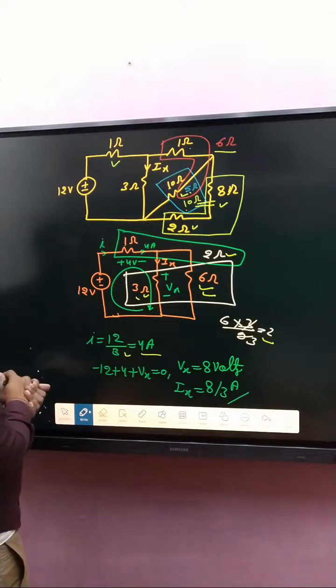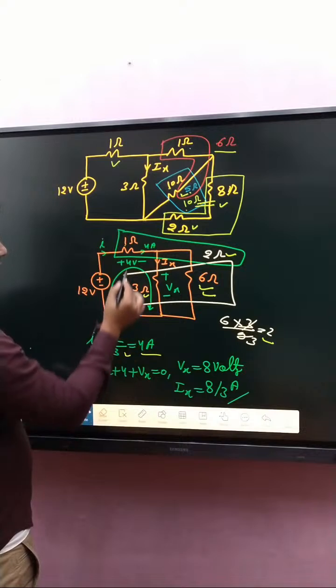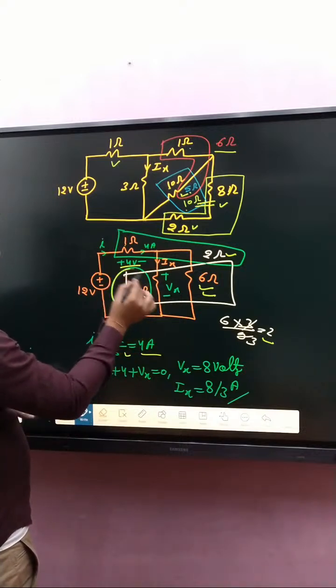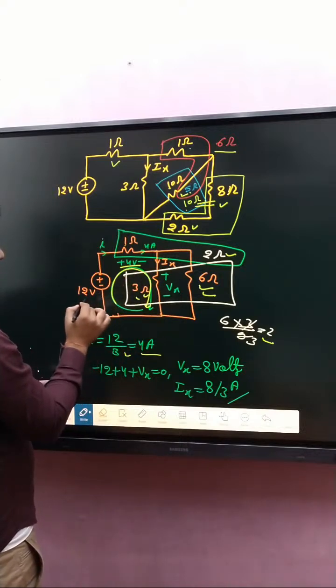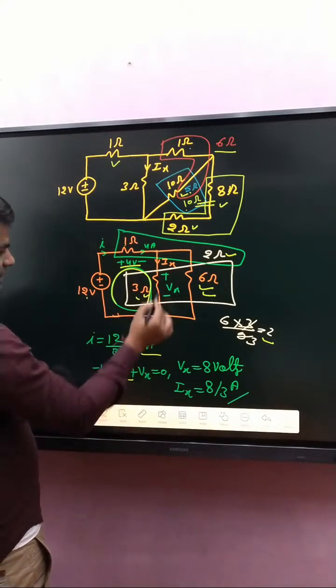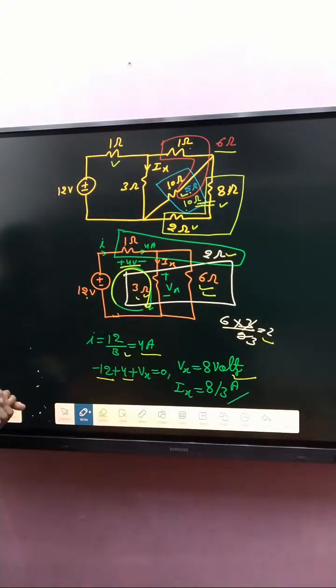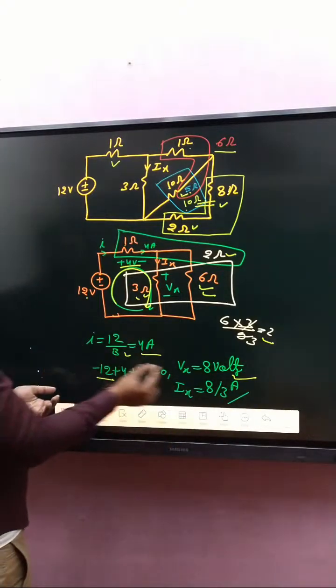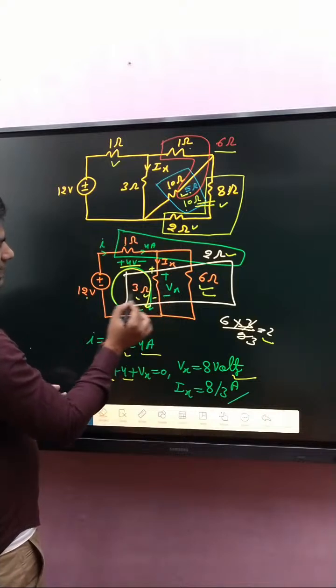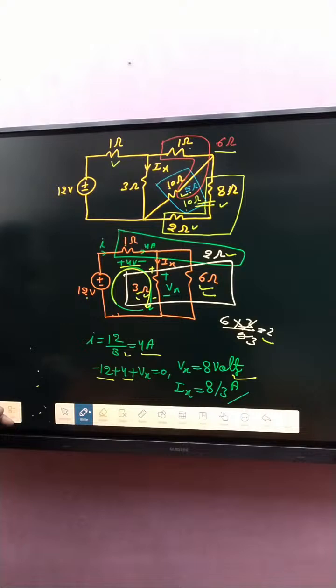Very clear. After that, 1 into 4, that is 4 volt. Apply KVL in this loop. Then we got minus 12 plus 4 plus Vx is equal to 0. So we got Vx is how much? 8 volt. And what about Ix? Ix is 8 volt divided by 3. That is 8 by 3 ampere.